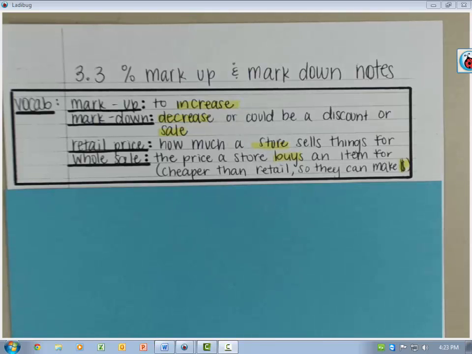So the price a store buys an item for, guys, it's cheaper than the retail price. It's cheaper because they need to make some money. That's a money sign. They need to make money. So if they buy it for less and they sell it for more, they're making a profit. Okay, I want you to think about that. They buy it for less and sell it for more, they make a profit.